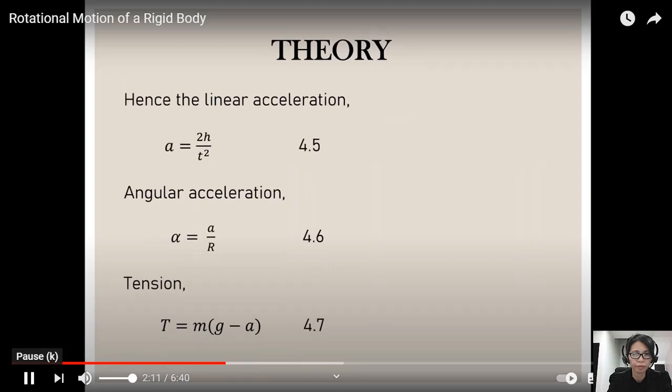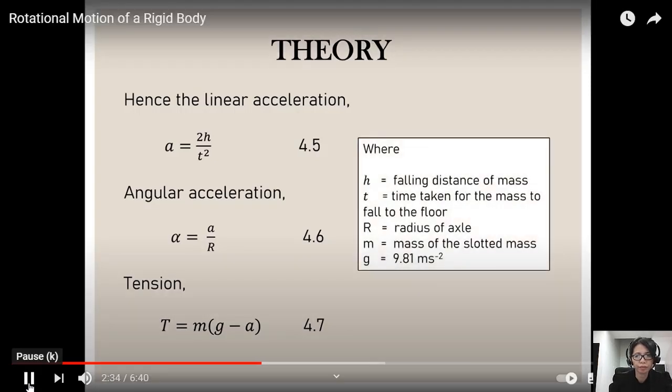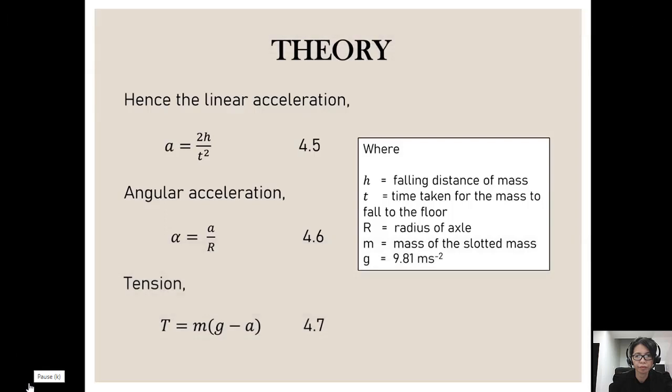Hence, the linear acceleration a equals 2h over t squared, and angular acceleration alpha equals a over R. Tension T equals m(g minus a), where h is the falling distance of the mass, t is the time taken for the mass to fall to the floor, R is the radius of the axle, m is the mass of the slotted mass, and g is equal to 9.81 meters per second squared.